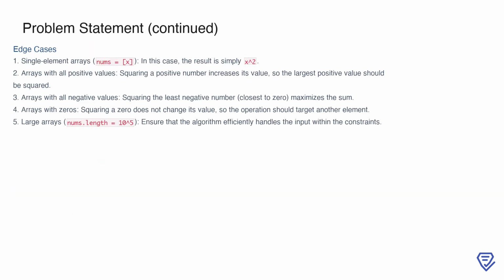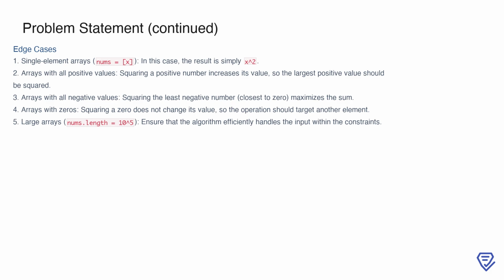Finally, let's discuss some edge cases to keep in mind. For a single element array, such as nums equals [x], the result is straightforward: it's just x^2, since there's only one value to modify and consider. If the array contains all positive numbers, squaring the largest positive number increases its value, which helps maximize the subarray sum. On the other hand, if the array contains all negative numbers, squaring the least negative number, meaning the one closest to 0, produces the highest value, leading to the largest possible sum.